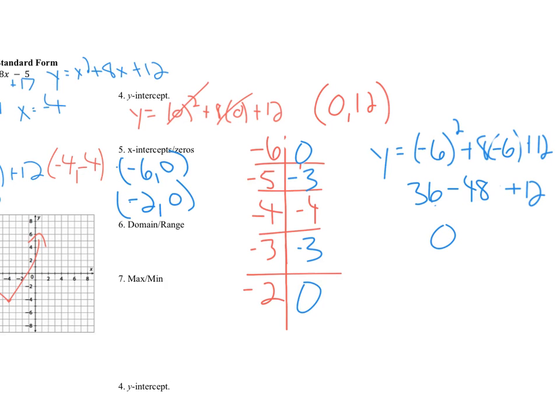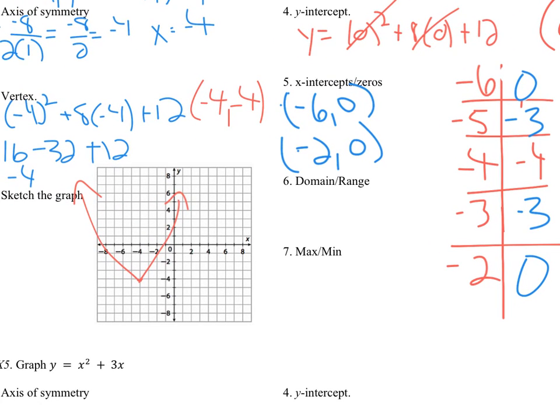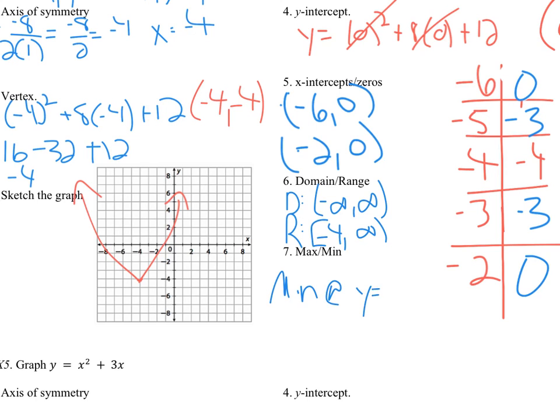Our domain, as always, negative infinity to positive infinity. Our range, starting and going up, so we're going to start at negative 4, and we're going to go to positive infinity, which means we have a minimum at y equals the y value of our vertex, which is negative 4.